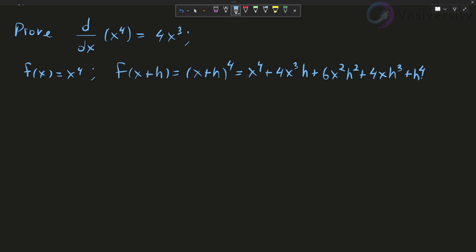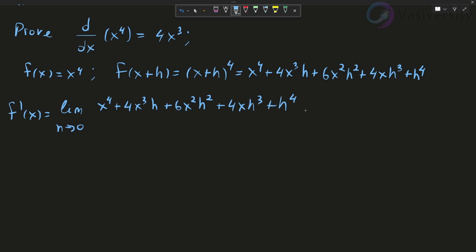Right, perfect. So now let's go ahead and find the derivative. So it's going to be equal to the limit as h approaches 0. So let's plug in the parentheses already. We know what we are going to be plugging this one in minus this one. So let's do that. So we're going to have x to the 4 plus 4x cubed h plus 6x squared h squared plus 4x h cubed plus h to the 4th minus x to the 4th, and this is all over h.